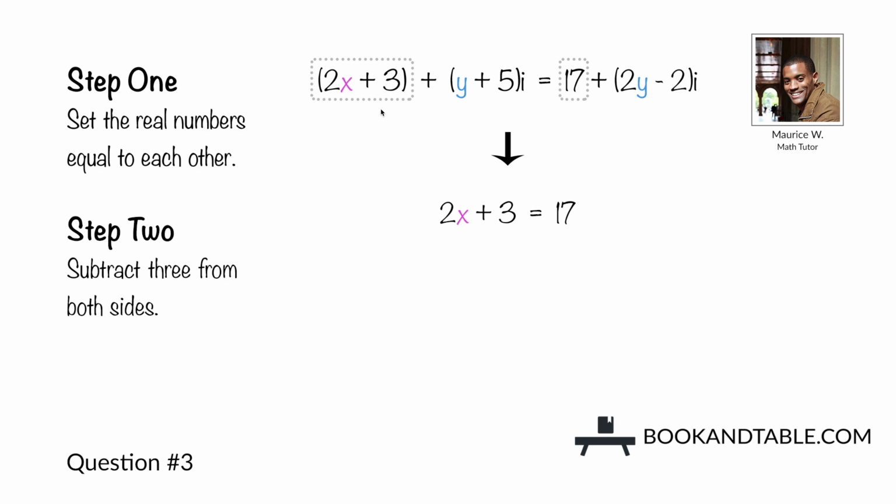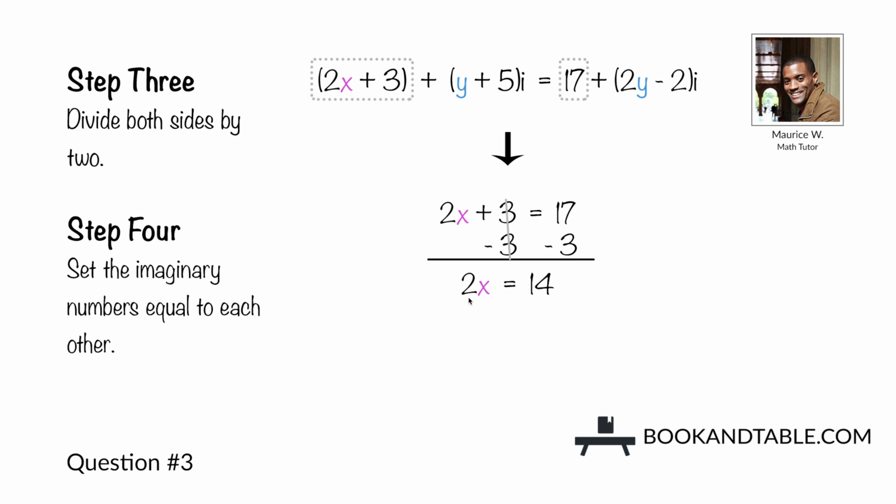Step 1, set the real numbers equal to each other. So the expression on the left side that represents our real number is 2x plus 3. And on the right side, we have a real number of 17. So now that we've set those equal to each other, we want to solve for x. So we'll first get rid of the constant positive 3 by subtracting 3 from both sides, leaving us with 2x is equal to 17 minus 3, which is 14. And now to get rid of this coefficient of 2, we'll want to divide both sides by 2. 14 divided by 2 shows us that x is equal to 7.